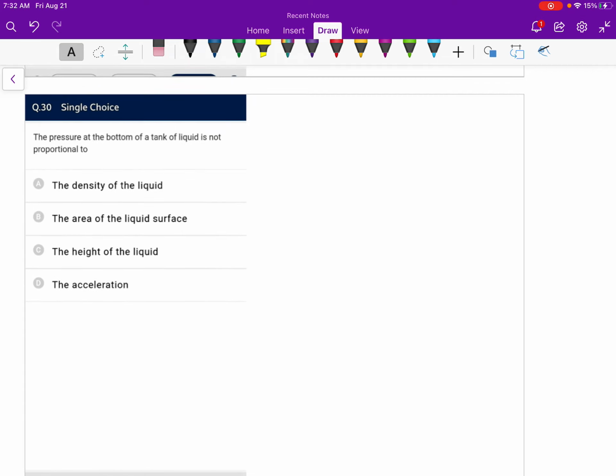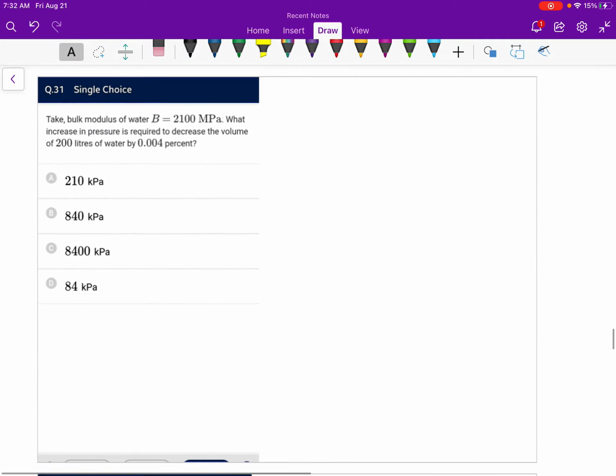The pressure at the bottom of a tank is independent of the area of the cross section. So B is the correct option.